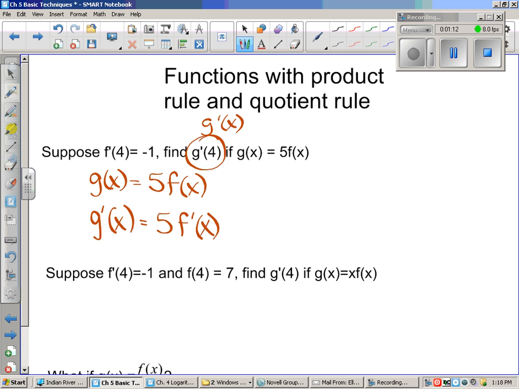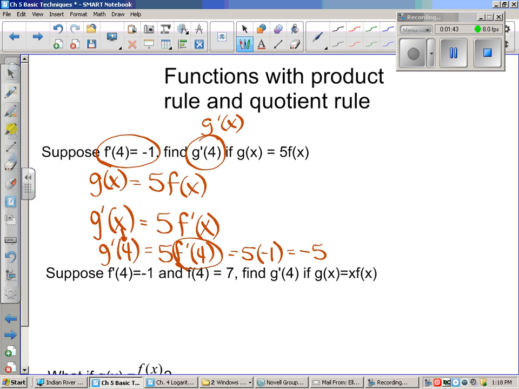Again, just to reiterate, when that first function is just a constant, it really is just take the derivative of that second piece and slap that constant right in front of it. It's nothing more than that. Now, when it says g prime of 4, what that means is in place of x, we're putting 4. So let's do that. 5 times f prime of 4. Well, what's f prime of 4? That's where that information in the beginning is useful. And so that means we're doing 5 times -1, and so that gives me -5.